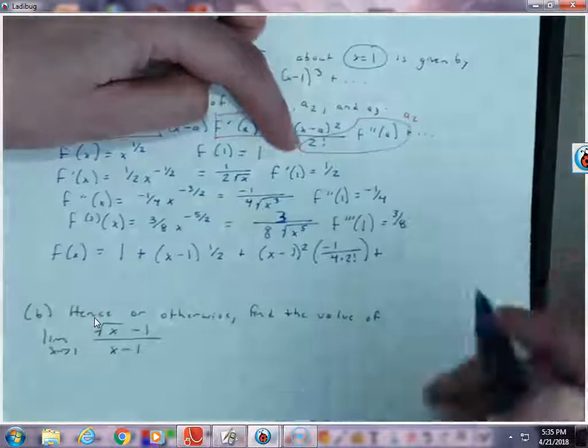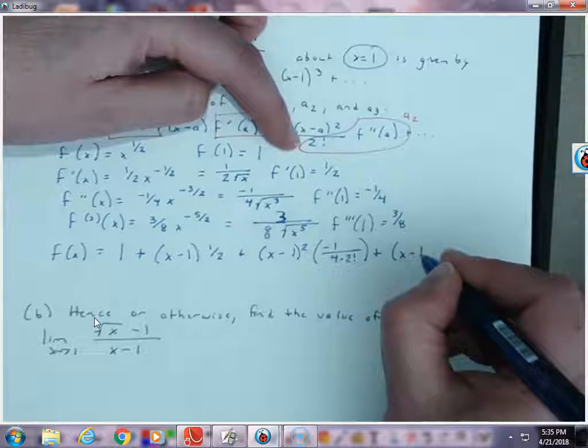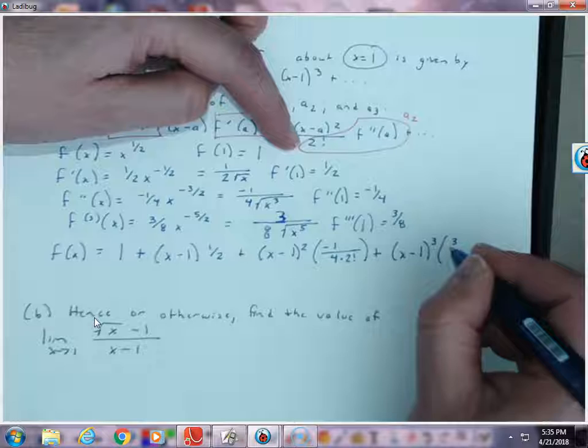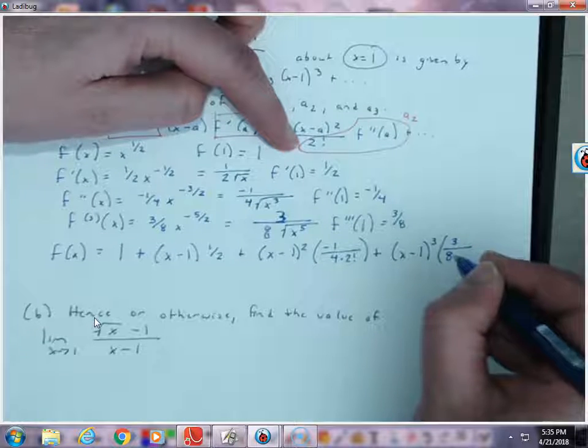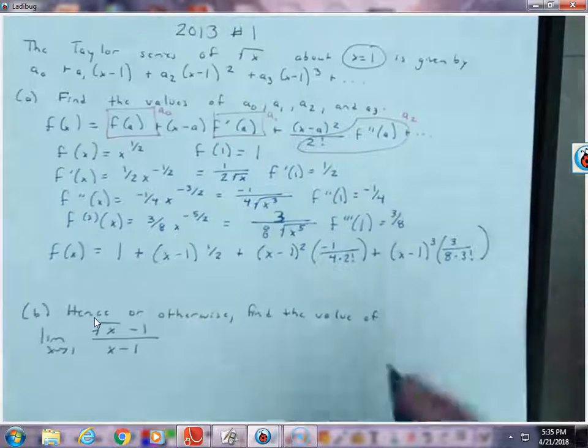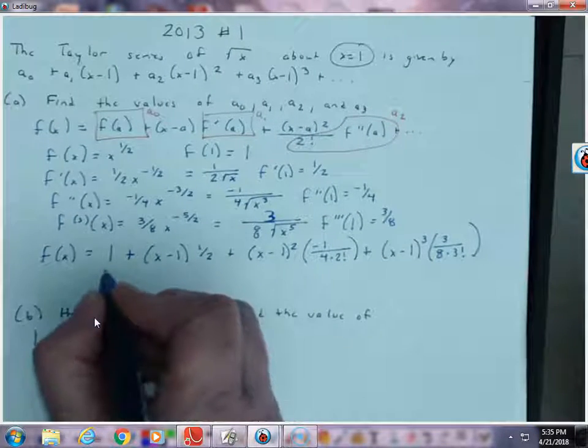Okay, and then it doesn't tell me about the next one, but I know it's (x minus 1) cubed. f triple prime of 1 would be 3/8, and following the same pattern, I need to divide by 3 factorial. Okay?